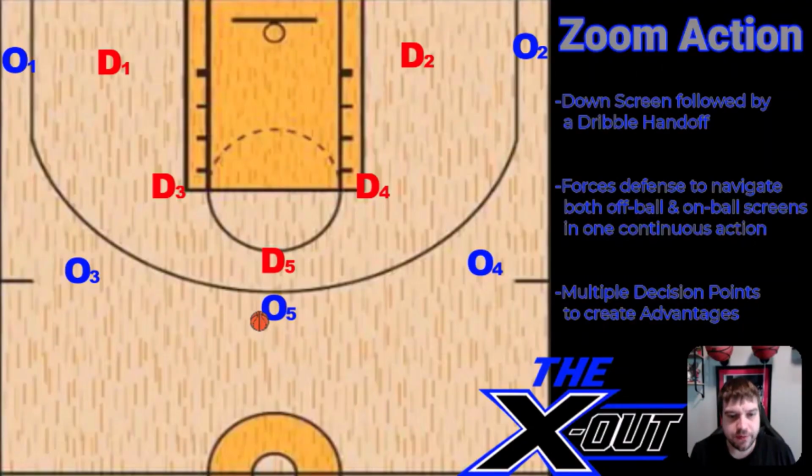So we come out here in a 5-out offense. I've seen people run zoom out of a lot of different sets. Horns is a pretty popular one. We can run through maybe one or two of those later on in the video. Let's start with 5-out though.